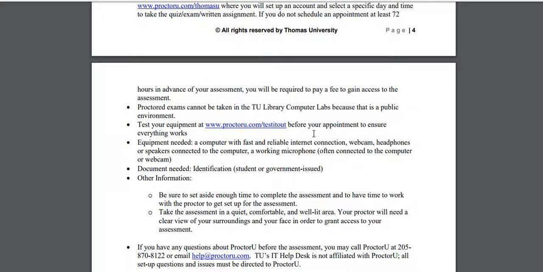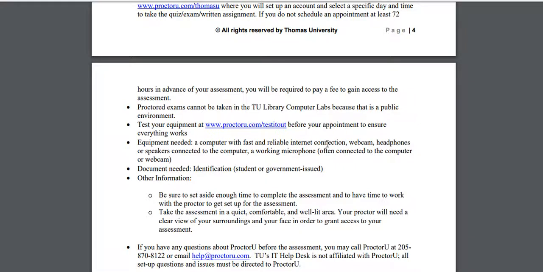Before you take the test, like when I say before, like a day or so before you take the test, you'll want to go to this website here, and I'll provide this information again as we get towards the end of the semester. You go to this website, and it basically helps you make sure your computer's up to speed, and you've got all the updated plugins and stuff that you're going to need for their environment.